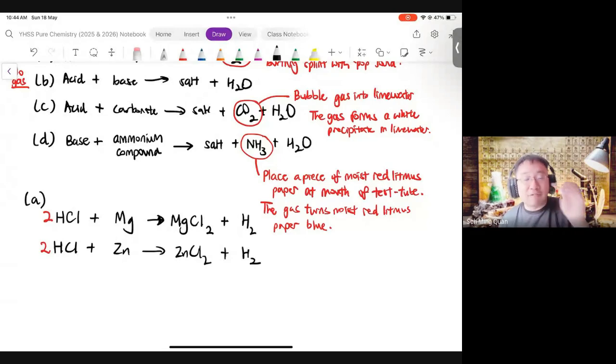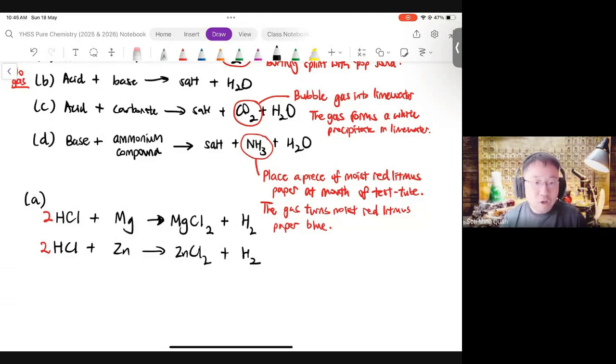So if the question says write a balanced equation with state symbols, then you include state symbols because marks are given for that. But if the question did not state to write state symbols, don't write them because it will take up your time. It's not that we are going to mark you wrong. It's that you are penalizing yourself in terms of time. Do not do unnecessary things because you are wasting your own time in a very, very tight exam setting.